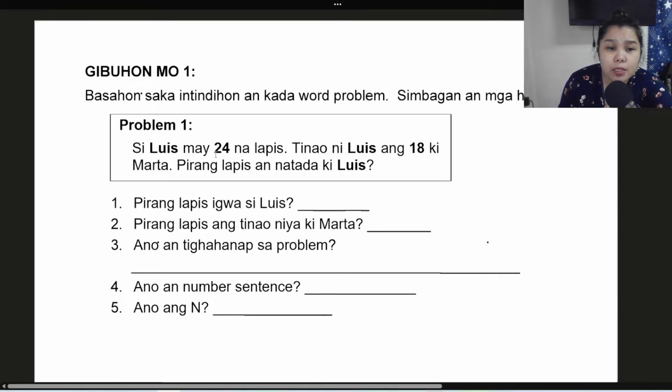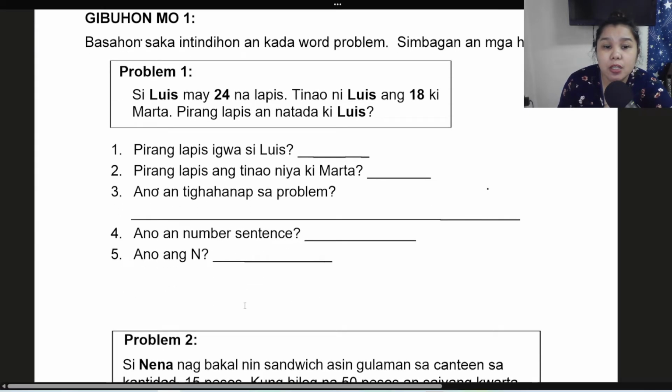Problem 1, si Luis may 24 na lapis. Tinaon ni Luis ang 18 kay Marta. Pirang lapis ang natada kay Luis. So, number 1, pirang lapis igwa si Luis. Just write the number here. Number 2, pirang lapis ang tinaon niya kay Marta. So, the number of pencils given to Marta. And then number 3, anong tigahanap sa problem? So, this is the question found on the problem itself. And then, anong number sentence? So, dito ilagay. And then 5, ano ang n? It means you have to give the complete answer.